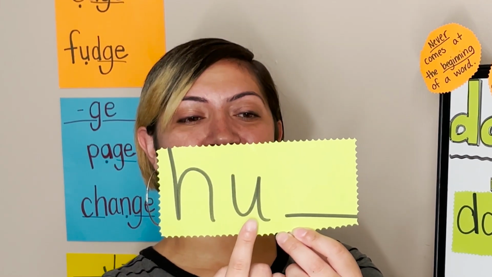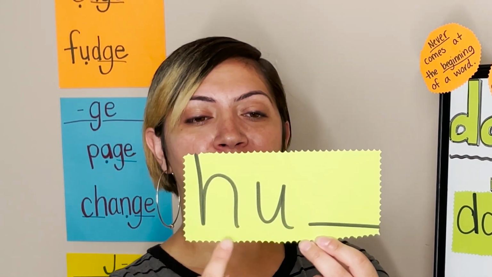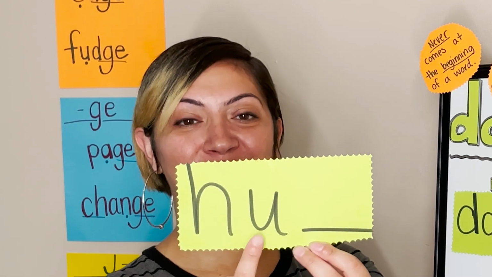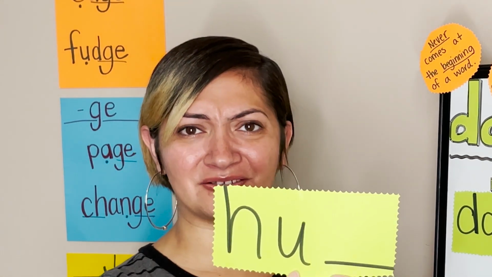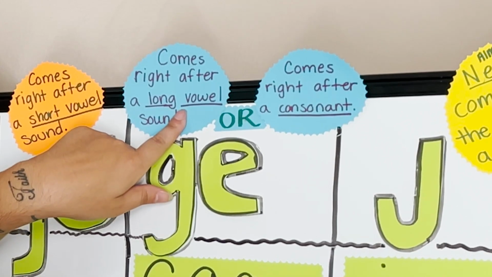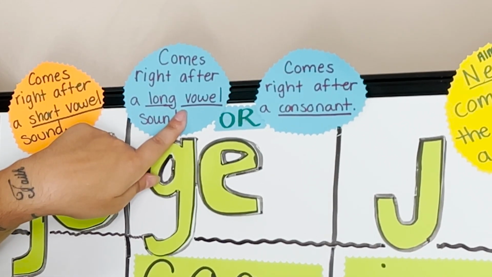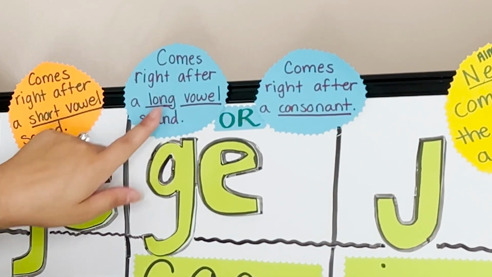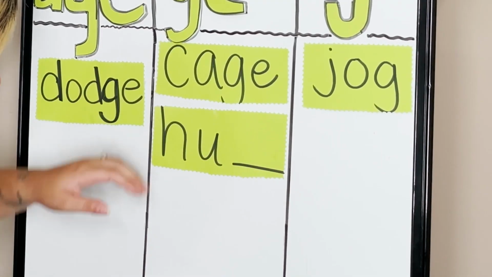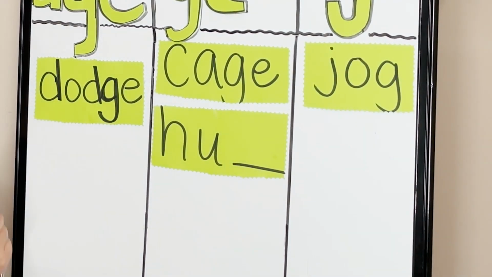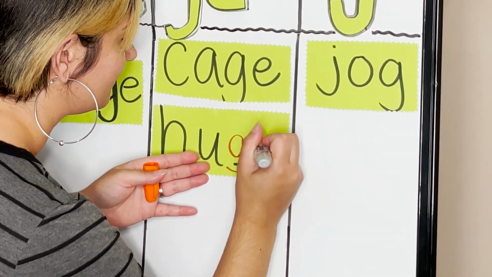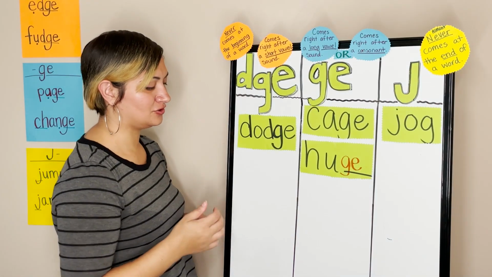What sound do you hear right before the J? Huge. What kind of a vowel sound is that? A long vowel sound. So what kind of spelling pattern should J be? G-E. Nice. Let's go ahead and write that down. H-U, G-E. Huge.